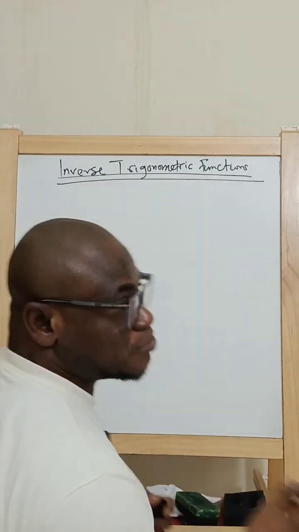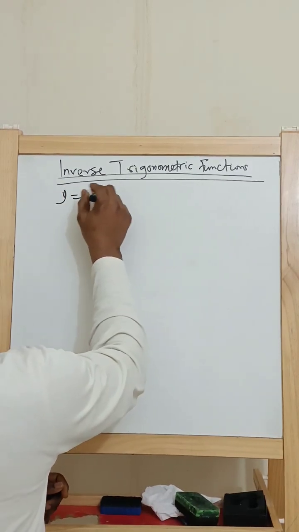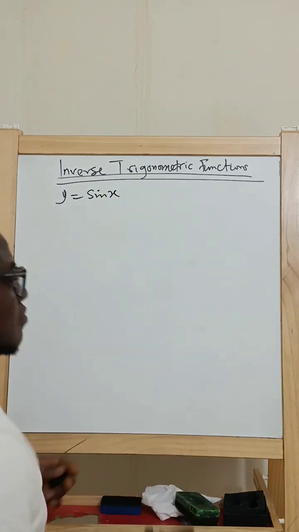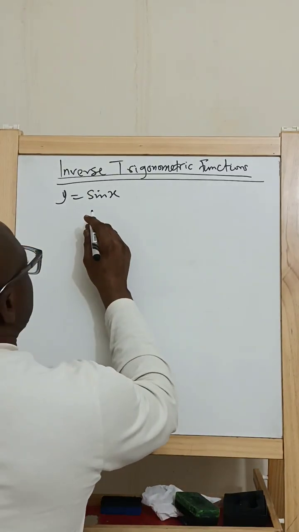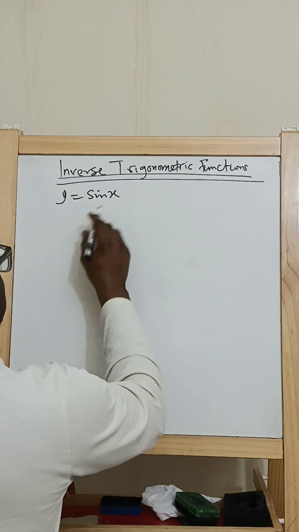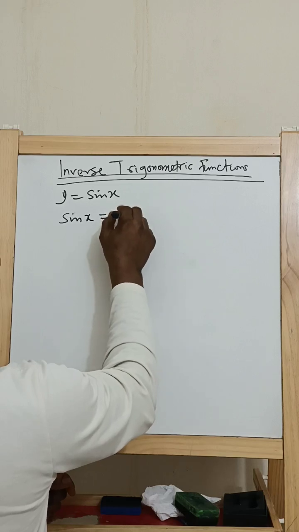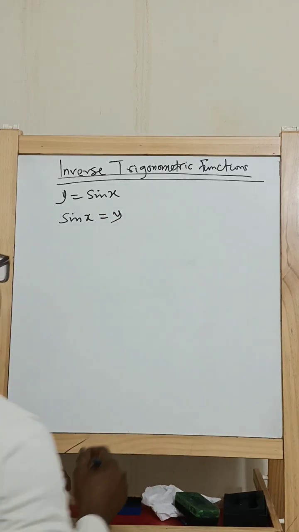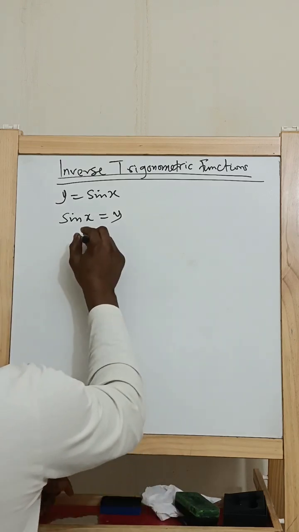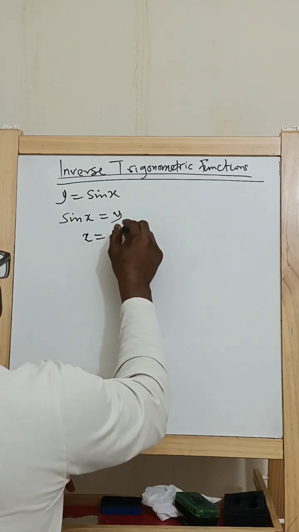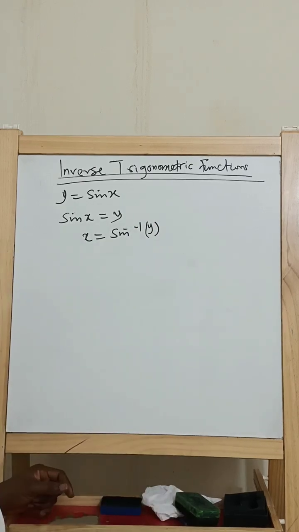Today we want to look at inverse trig functions. When an expression is given like this, y equals sine x, then sine x is of course equal to y. If you want to find the value of x, x is going to be sine inverse of y.